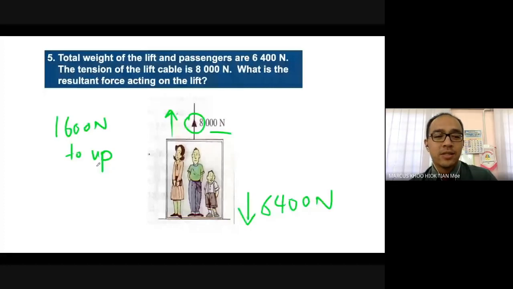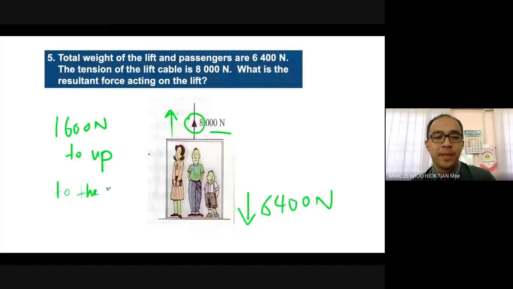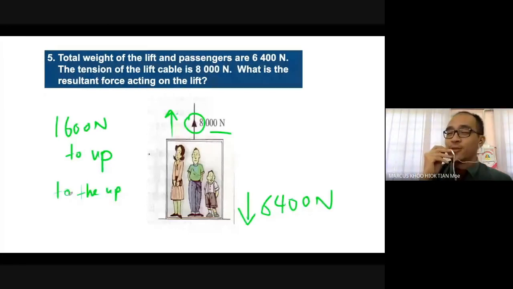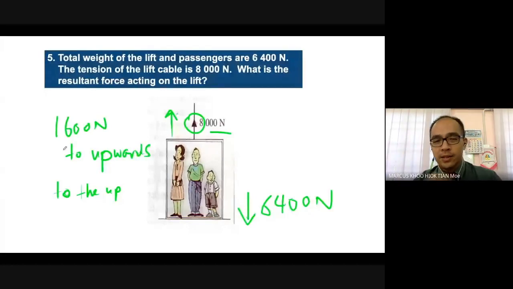Actually, when I was younger, this is what I used to write, and my teacher always laughed at me for writing "to the up". Teacher Rosalie is next to me, so she will scold you if you write "to the up". Upwards. So 1,600 newtons upwards. Don't follow me. Don't write "to the up" or "to the down". It is upwards and downwards. This is how. Okay, very good.